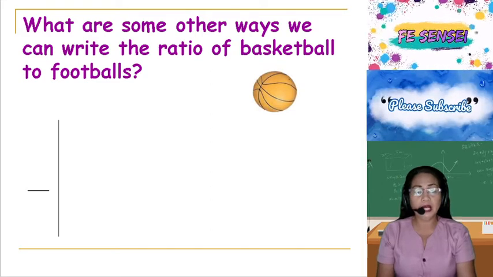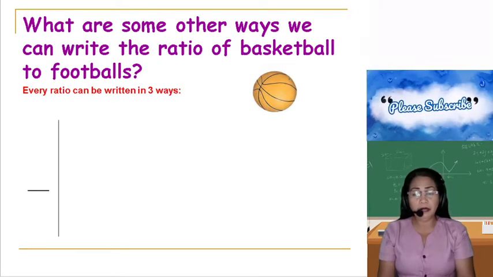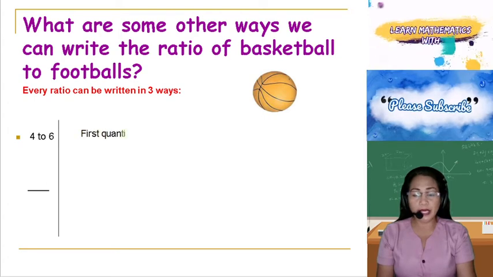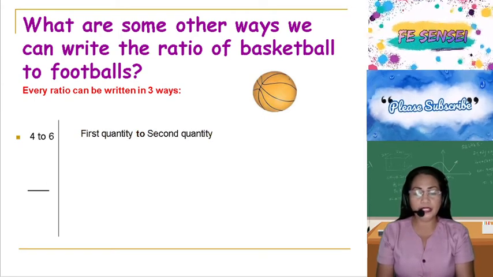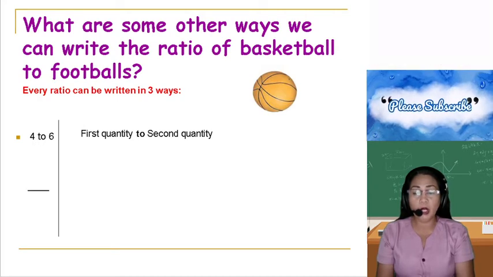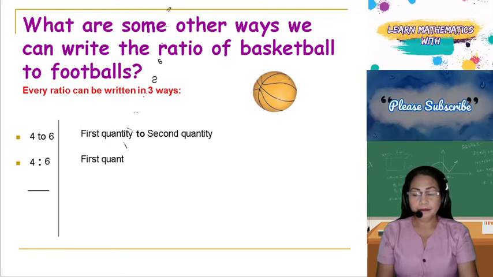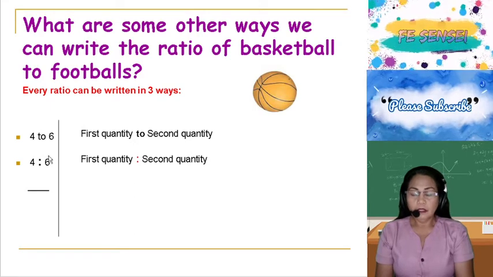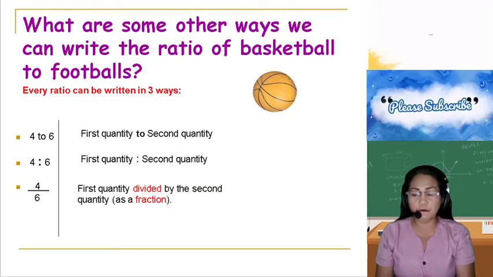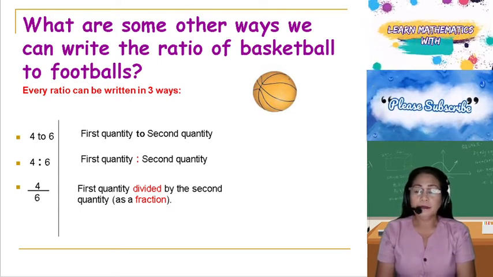Now, what are some other ways we can write the ratio of basketballs to footballs? Every ratio can be written in 3 ways. First, 4 to 6, the first quantity to the second quantity: there are 4 basketballs and 6 footballs. Then we have 4:6, and 4 divided by 6, or 4/6. So these are the 3 ways to write a ratio.